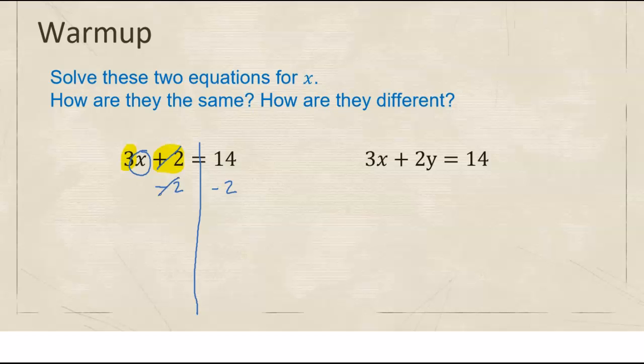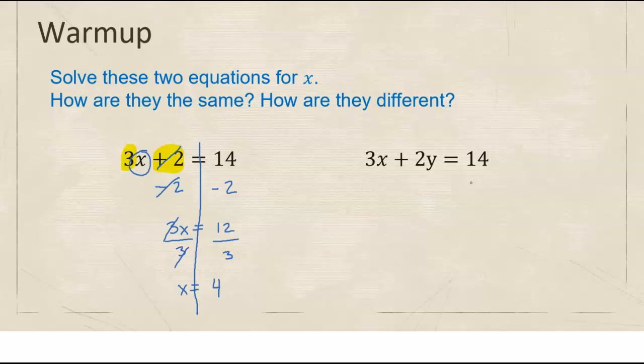The plus 2 and the minus 2 will cancel, and we get 3x equals 14 minus 2 is 12. We have one more step to get rid of the 3. We're currently multiplying by 3, so now we need to divide by 3 on both sides. That's the inverse operation of multiplication. These 3's cancel, and we get x equals 12 divided by 3 is 4.